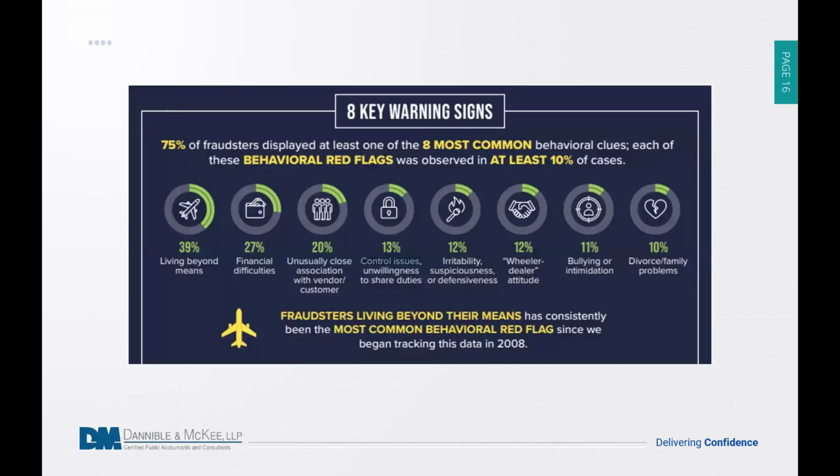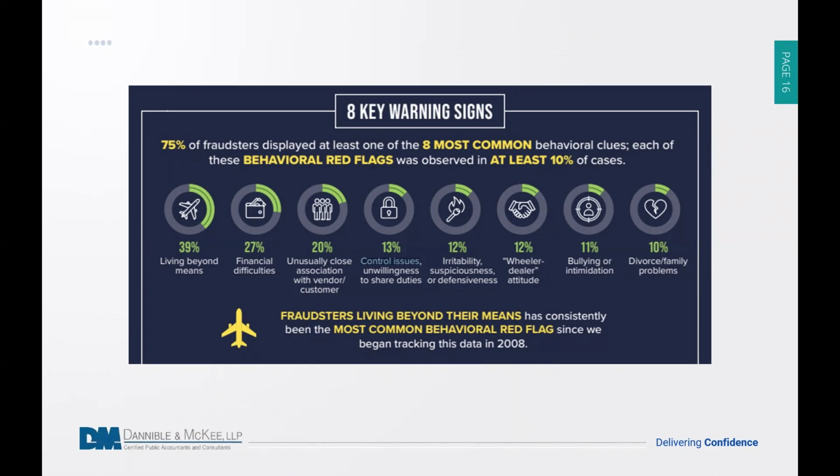And here's a little chart, it shows the 8 key warning signs. And as you can see, in the cases that they included in this study, almost 40% of it was living beyond means. 27% for financial difficulties, 20% with unusually close association with a vendor or customer, and then some outliers down below: control issues, someone unwilling to share duties, wheeler-dealer attitude, divorce, family problems.